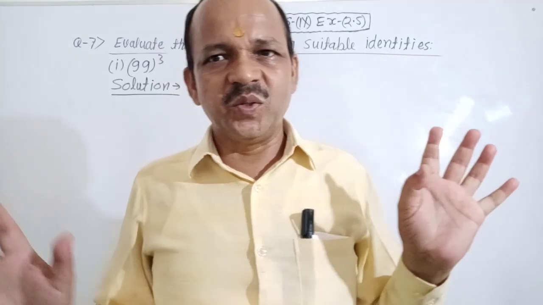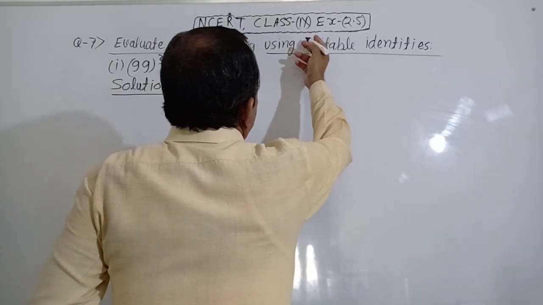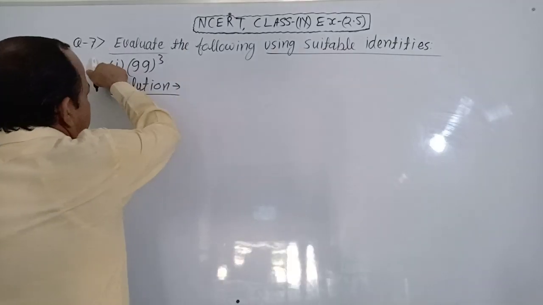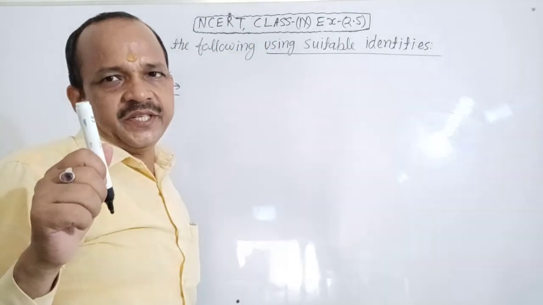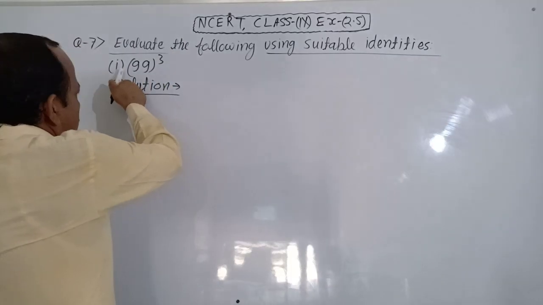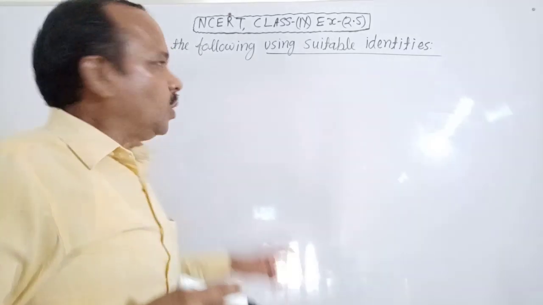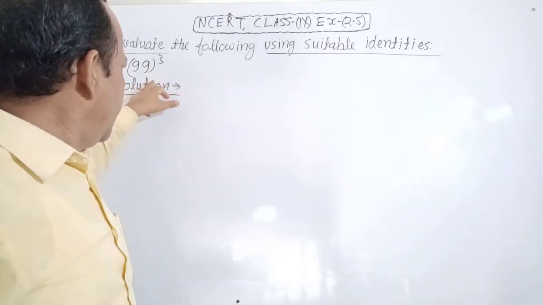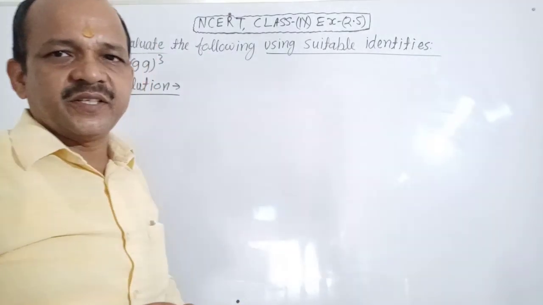Clear? Very good. See the book. NCERT class 9, exercise 2.5, question number 7. Evaluate the following using a suitable identity. Question first: 99 whole cube. Your question is 99 whole cube. You evaluate it with the help of a suitable identity.